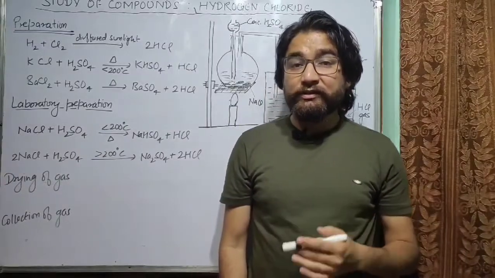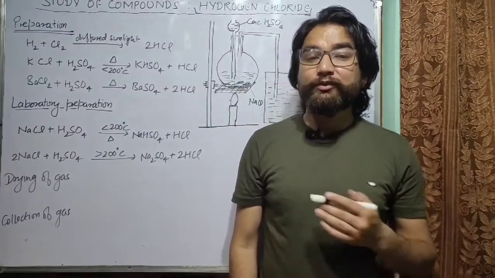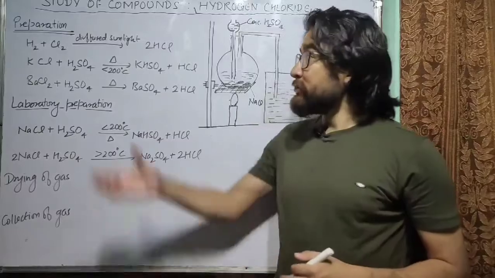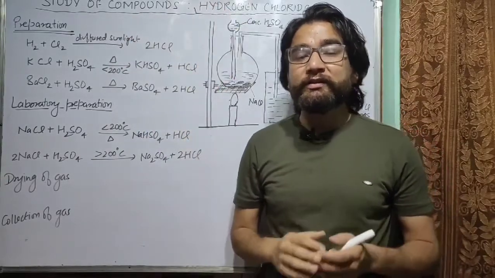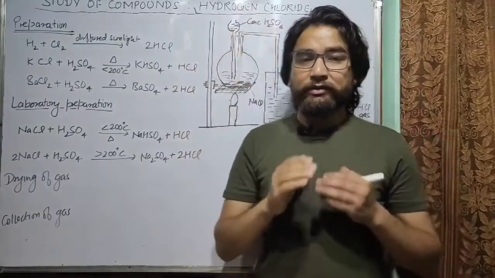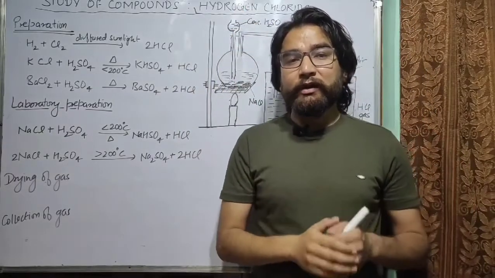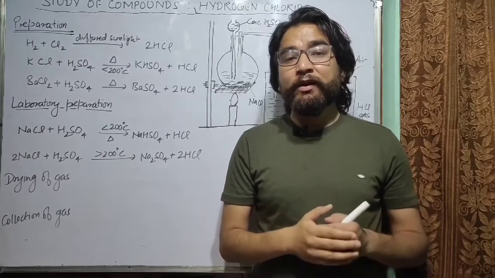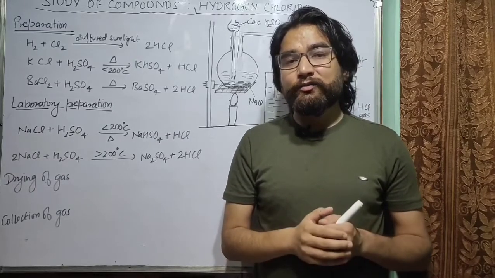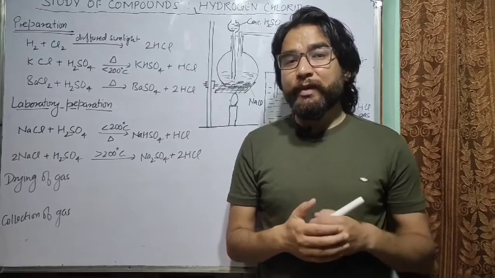Hello everyone, in this lecture we are going to start a new chapter from class 10th chemistry, and that is study of compounds. The first compound that we are going to study is hydrogen chloride. So you know that hydrogen chloride is found in free state from volcanic eruption. It is also found in gastric juice of mammals.